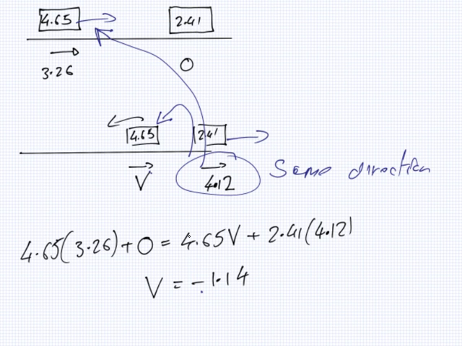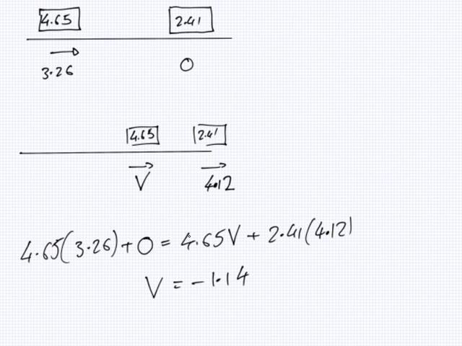Yes, I made a typing mistake. It will also be the same direction. Unless I made two typing mistakes. One more time. 4.65 times 3.26 minus 2.41 times 4.12 divided by 4.65. It is all the same direction. We're happy. V equals 1.12. That's better.